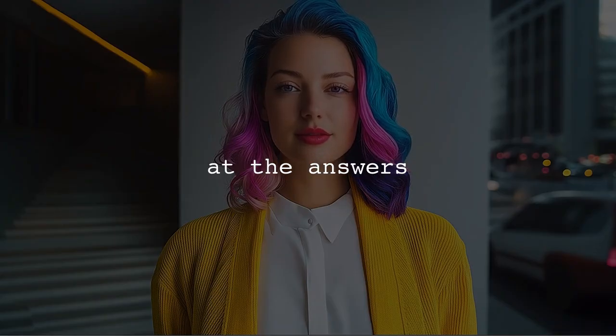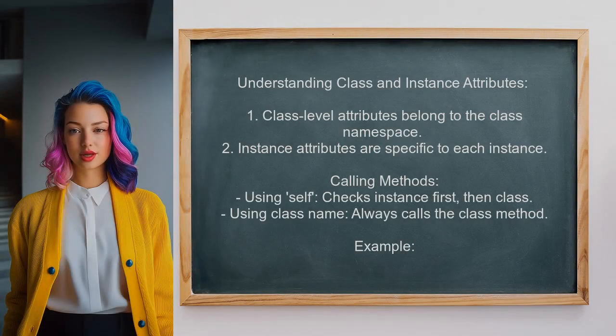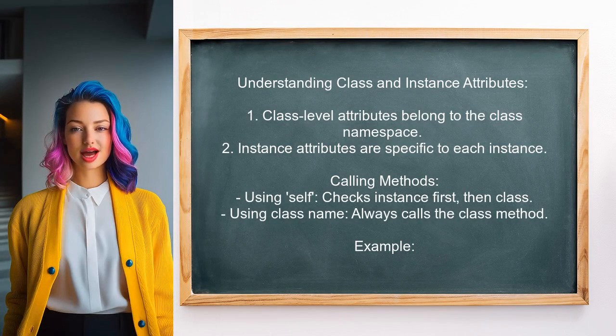Now let's look at the answers provided by other users. This user explains that the difference between calling a class method using self or the class name lies in how Python handles attributes. Class-level attributes belong to the class namespace, while instance attributes are specific to each instance.